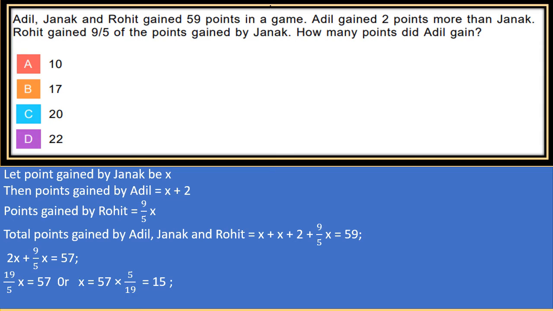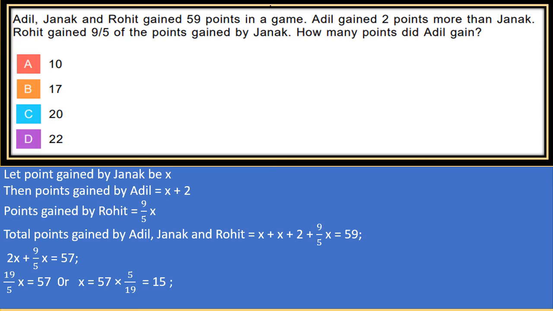Now total points gained by the three is 59. And Adil gained 2 points more than Janak, and Rohit gained 9/5 of the points gained by Janak. So if we will find how many points Janak gained, then we can calculate Adil and Rohit's points. Now let the points gained by Janak be x. Then points gained by Adil will be x plus 2. Now points gained by Rohit is equals to 9/5 of x.